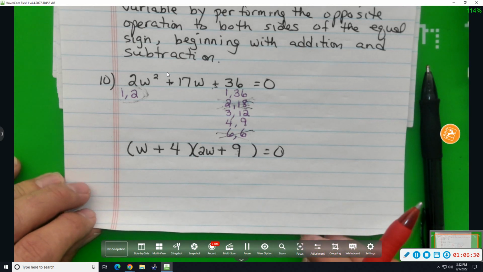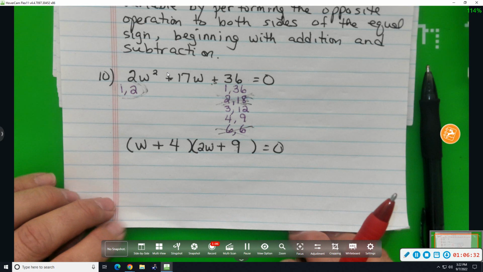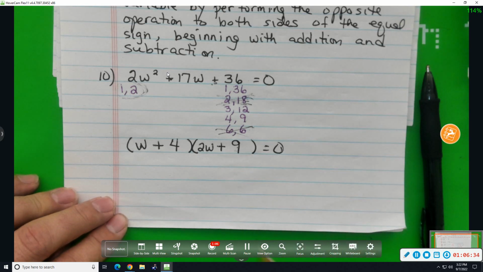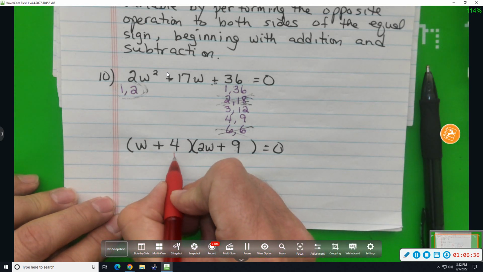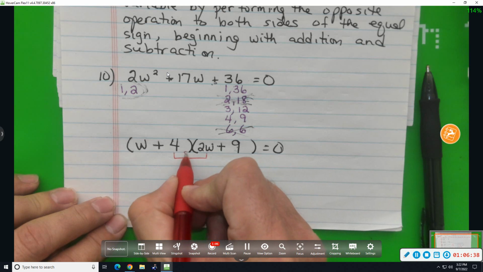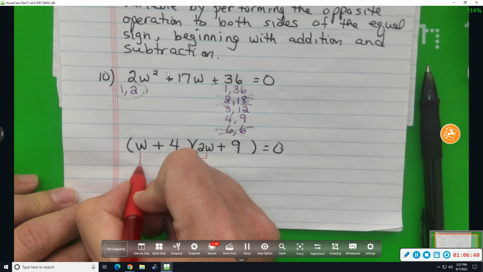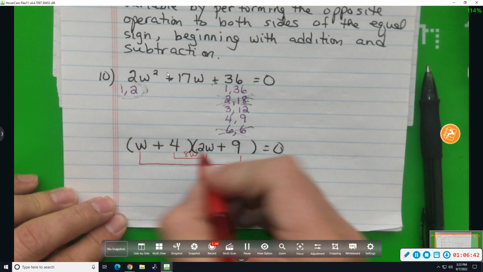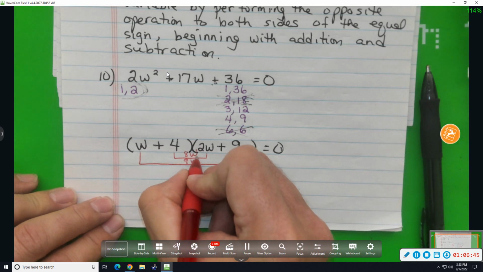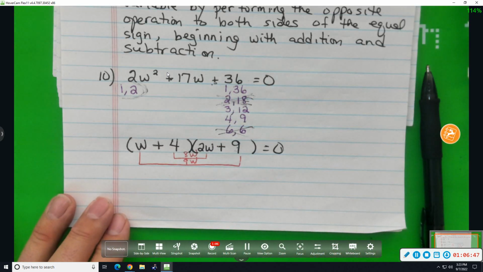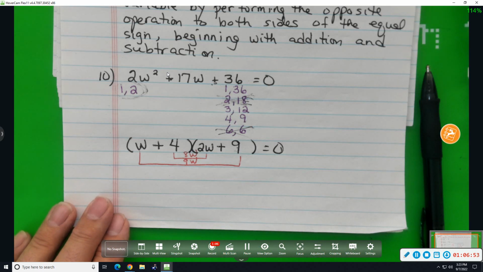Can y'all do the outer and inner there and see if we're getting a 17W? We are, aren't we? We have an 8W and a 9W. That's giving me a 17W. I claim we have it factored correctly now. Are there any questions on that?